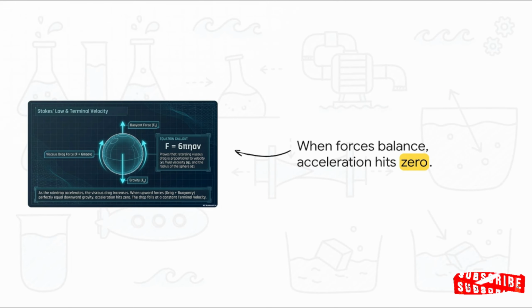Moving right into the 19th century of fluid mechanics, we find that when objects fall through these viscous fluids, Stokes' law takes the stage. It proves that viscous drag is proportional to the object's velocity, the fluid's viscosity, and the radius of the sphere. Imagine a raindrop accelerating toward Earth. As it speeds up, the upward viscous drag increases right along with it. Eventually, that upward drag force, combined with buoyancy, perfectly balances out the downward force of gravity. Net force hits 0, acceleration completely stops, and the raindrop falls at a constant, totally safe terminal velocity. Without Stokes' law, a simple, everyday rainstorm would be lethal.